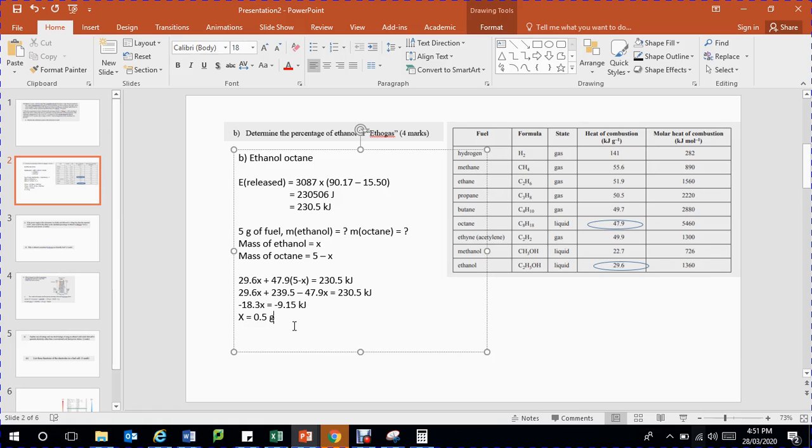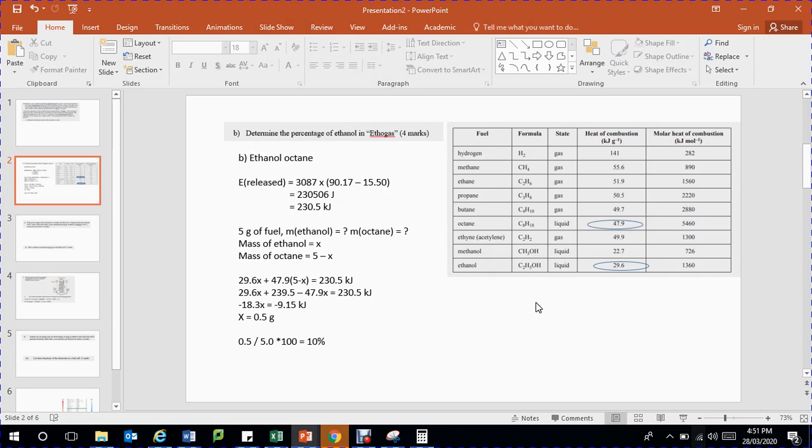Okay, that's not the end of the question though. So I've worked out the mass of it, but it wants me to determine the percentage of ethanol. So if I know that I have 0.5 grams out of 5 grams, I work that out as a percentage times 100, and that is going to give me an answer of 10%. Okay, so it was quite a tricky question, that one. But you have to remember what information you've been given in your data booklet, and make sure you're using that as a resource.